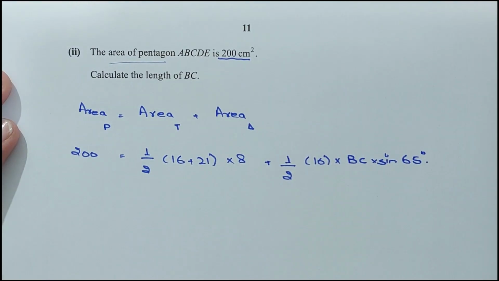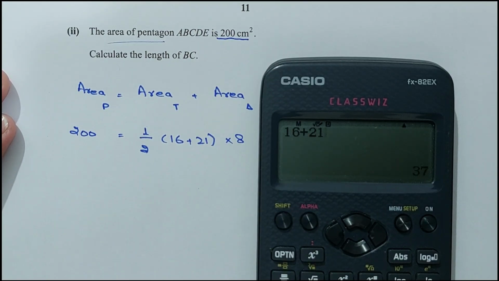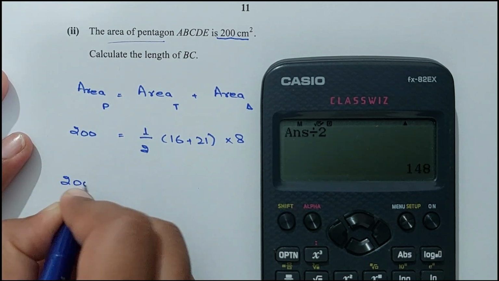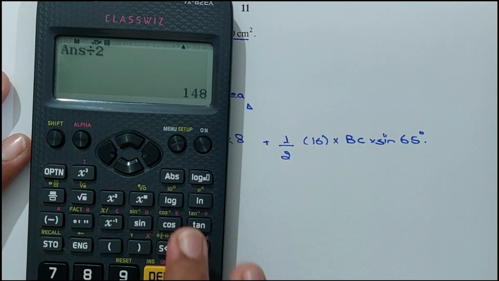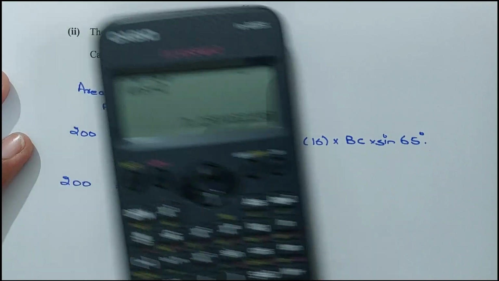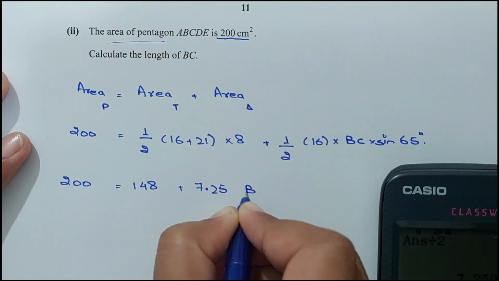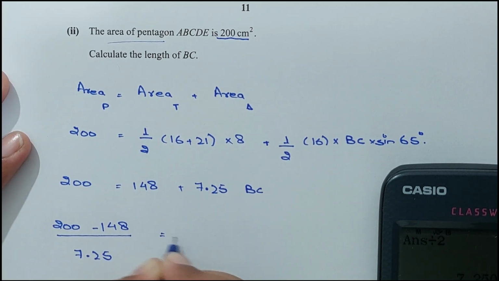Now let me simplify using the calculator. 16 plus 21 times 8 divided by 2 is 148. Sine of 65 degrees times 16 divided by 2 is 7.25 BC. So 200 equals 148 plus 7.25 BC. Solve for BC: 200 minus 148, divided by 7.25, and you will get the length of BC.